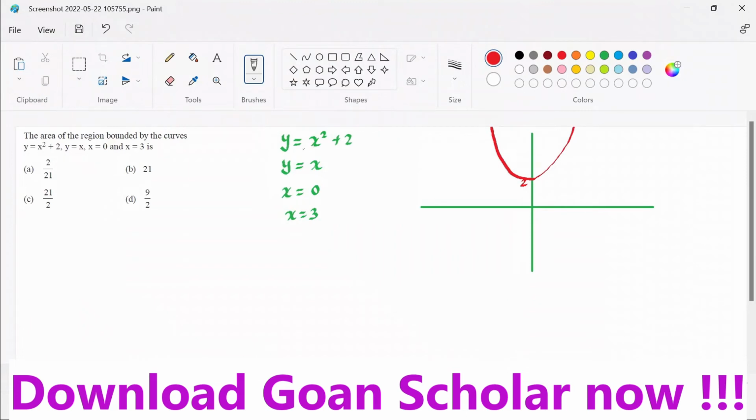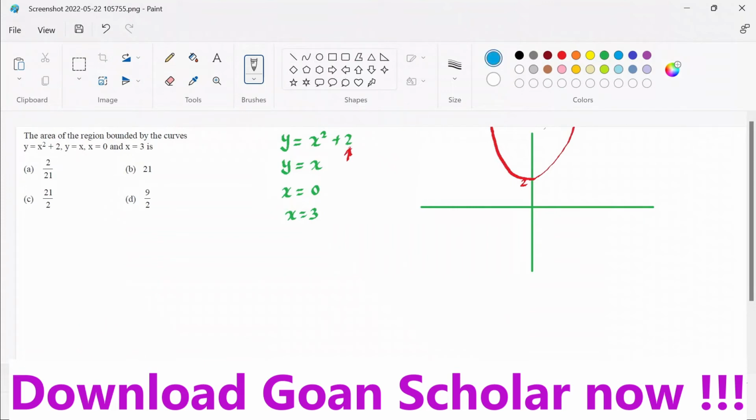If I put x as 1, y will be 3. If I put x as 2, 2 2s are 4, 4 plus 2, 6. Rapidly y is increasing. 3 3s are 9, 9 plus 2, 11. But what is important about this 2 here? This 2 tells us that the graph is not starting from the origin. If 2 was not there, then obviously if x is 0, y will be 0. But here if x is 0, y will be 2. So that's quite important. This red curve represents this parabola.